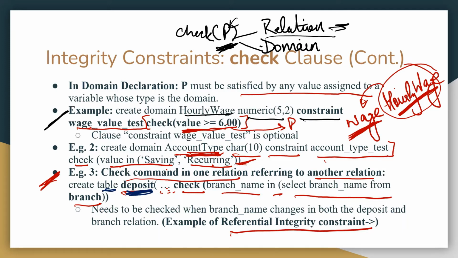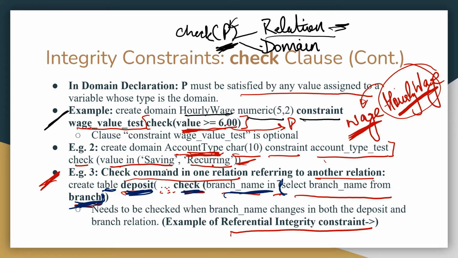But within it we wrote a check constraint where the constraint says that branch name should be one which exists in this list. And what is this list containing? This is containing all the branch names from the relation branch, right? All the branch names from the relation branch. So basically, deposit can only have the branch names which already exist in the relation branch, right? So this is something very similar to that of a foreign key concept, right?